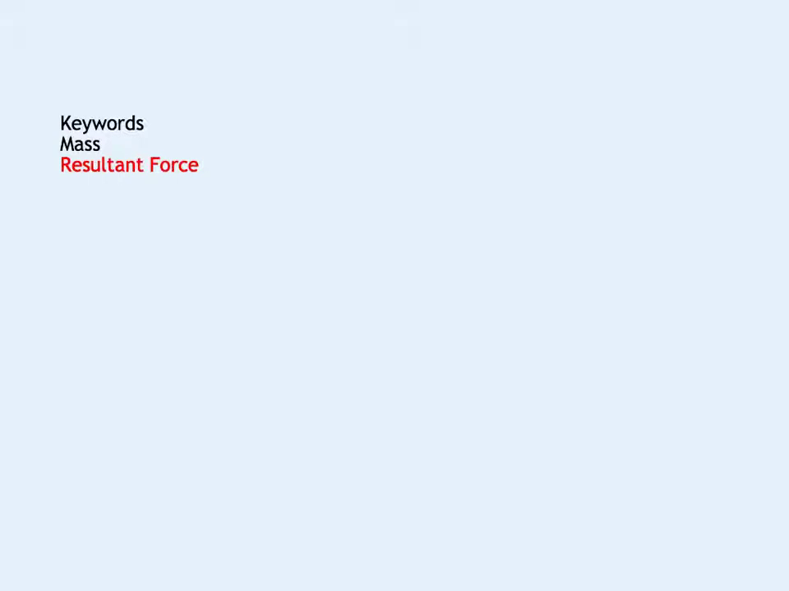Right, so there's two key words that you're going to need to know. Firstly, mass, and secondly, resultant force. I want you to pause this slide and see if you can write a definition for these two key words. Now you've had a chance to write your definition, let's see what it actually is.